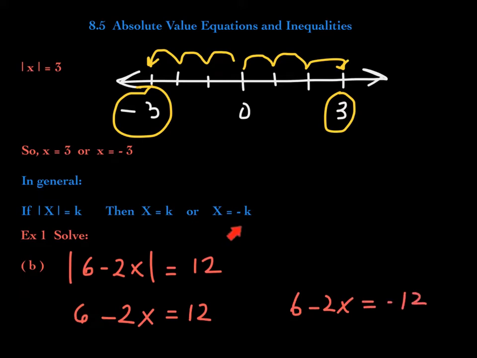Notice that I took the opposite of 12. That's what the rule says to do: either your expression is equal to k or your expression is equal to the opposite of k. Notice that the only thing I changed in this second equation is the sign of k, the sign of 12, that is. I changed it to negative 12. I did not change the expression inside the absolute value bars. So don't change that. What you are changing is your constant. And now all you have to do is solve each one of these equations separately, and then you have your two solutions.